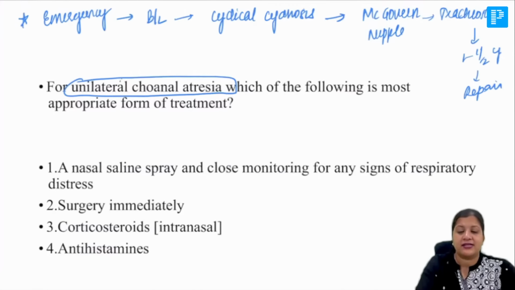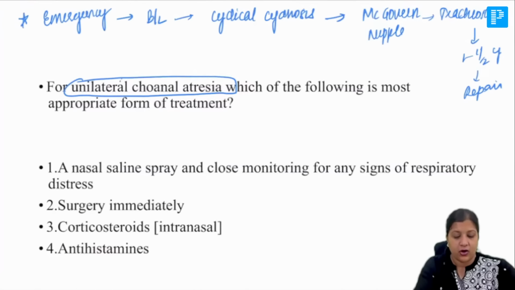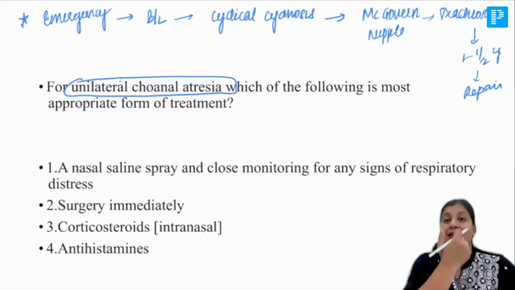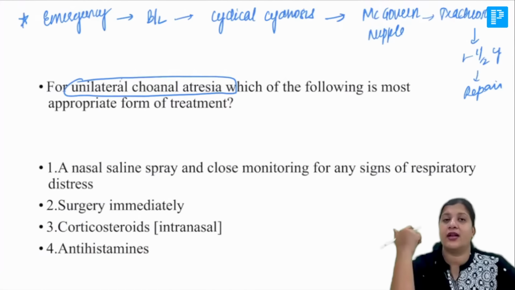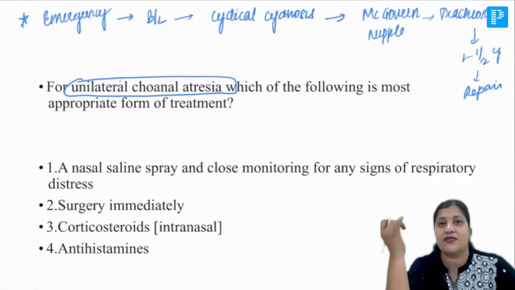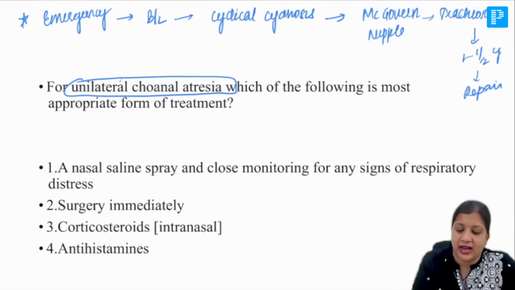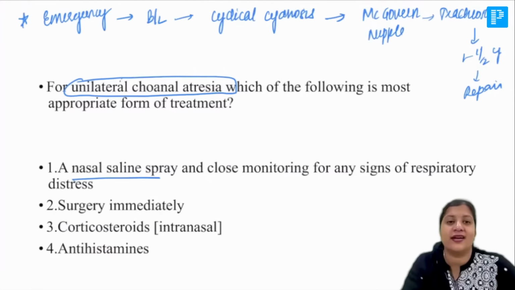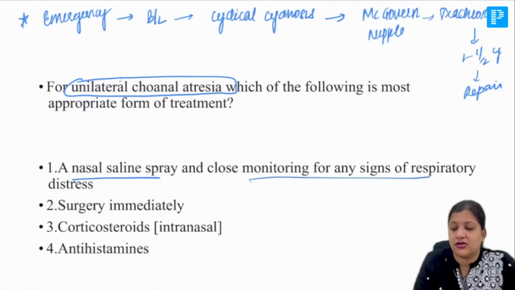But unilateral atresia, is it an emergency or not an emergency? It's not an emergency because one nose is blocked, the other nose is still patent for air to go in. So it doesn't present to you as an emergency. But because one choana is blocked, the nasal secretions are not able to drain posteriorly. They drain anteriorly. And that constant anterior rhinorrhea is going to be a source of infection. So should you use a saline nasal spray to clear off all that nasal secretions? Yes. Should you also monitor for any signs of respiratory distress?